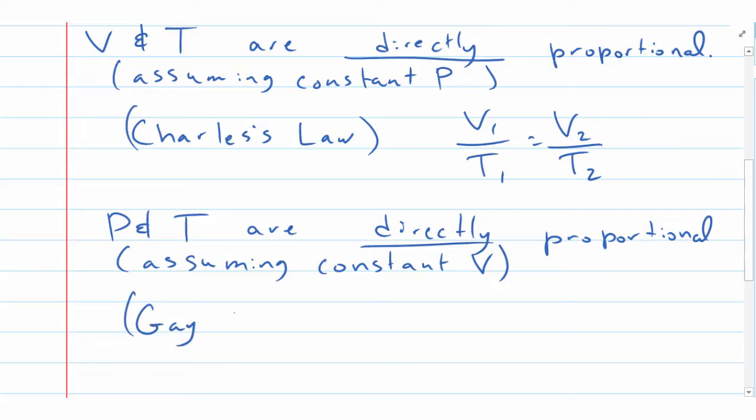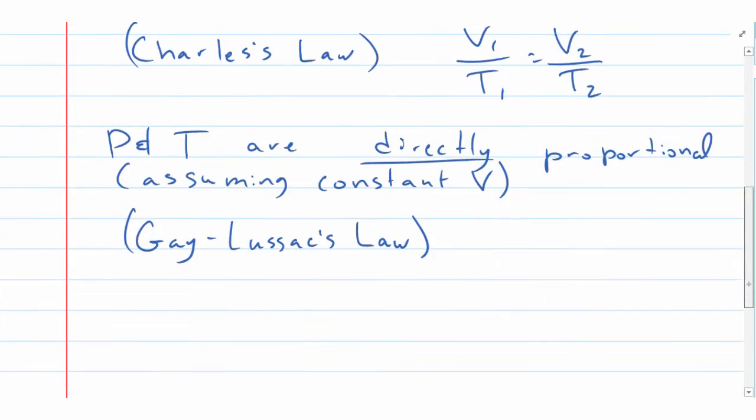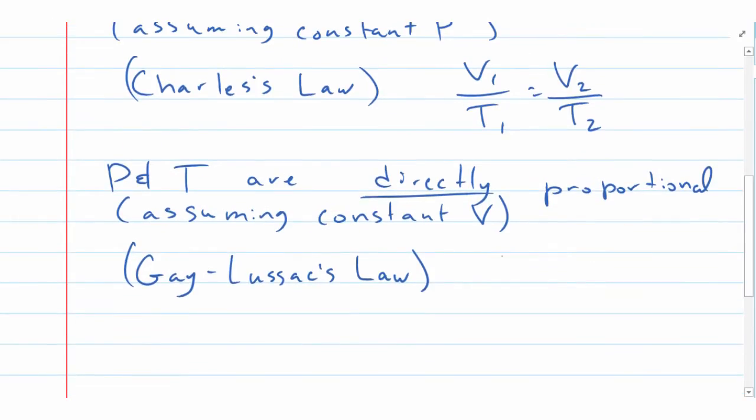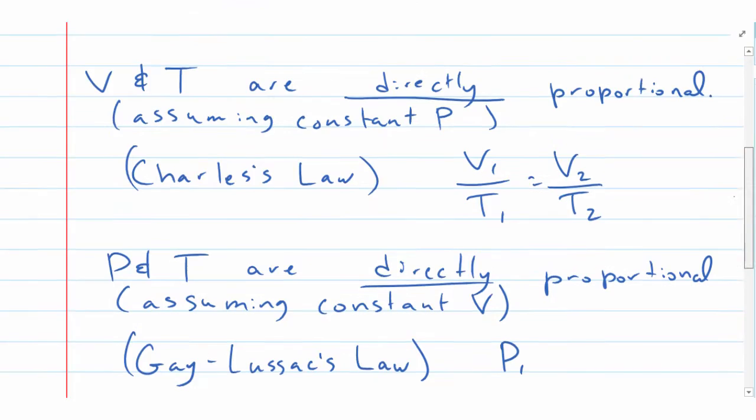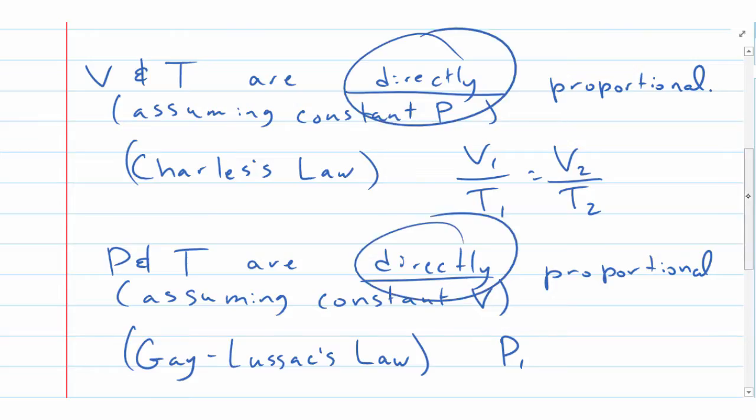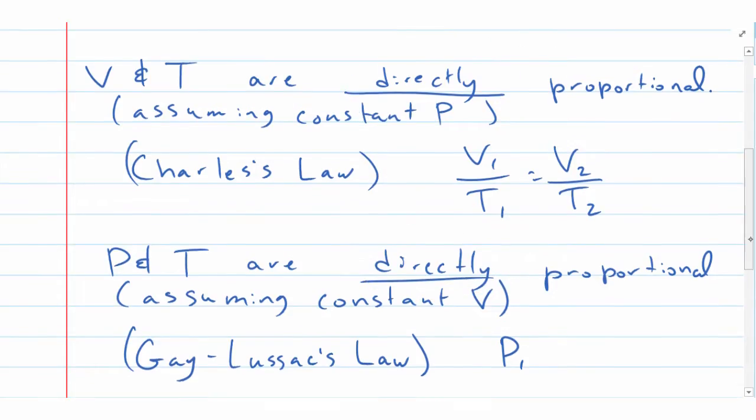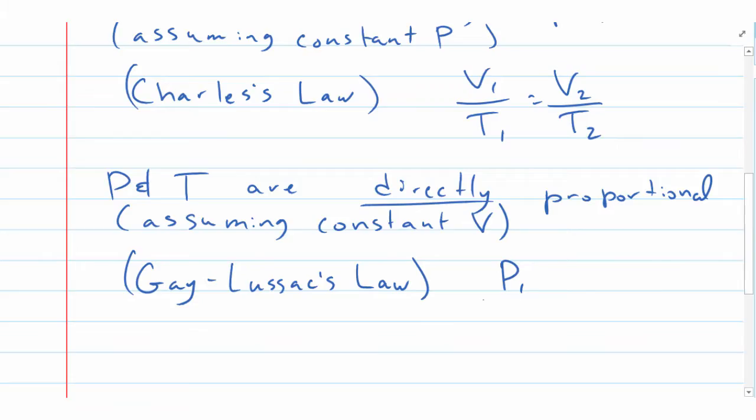This is known by many in the sciences as Gay-Lussac's law, and that's a hyphenated name. And if we want to write a direct proportion now, if we put P1 here, where is T1 going to go? Is it going to go here or is it going to go below? Right next to it. It's going to get multiplied. Well, this is a direct proportion. So if we want to model it on the one above, we would have P1 over T1 is equal to P2 over T2.